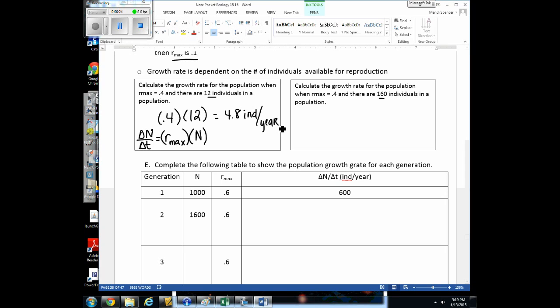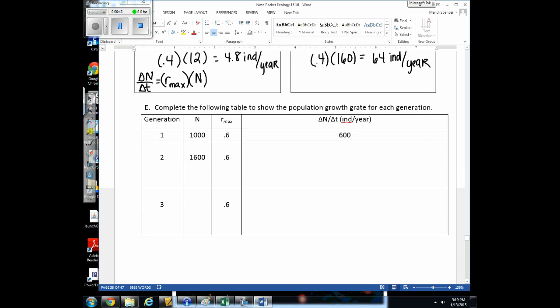In this other situation, we have the same Rmax, but we're starting off with 160 individuals. So just because there's a higher number of organisms that can reproduce, you're going to have a higher growth rate. There's 64 individuals that are being added to the population per year.